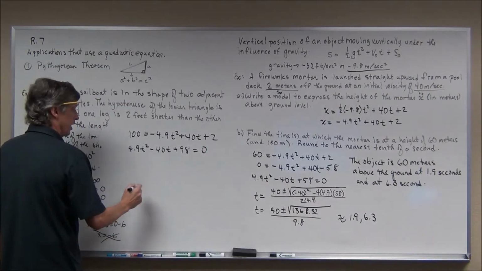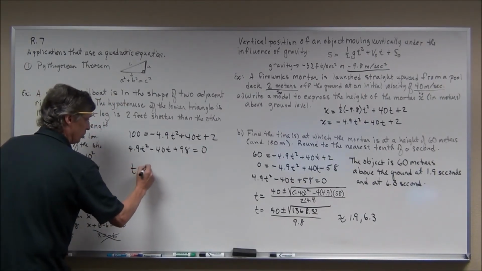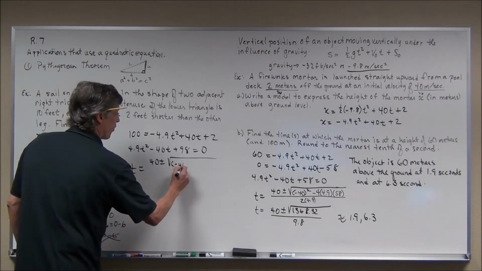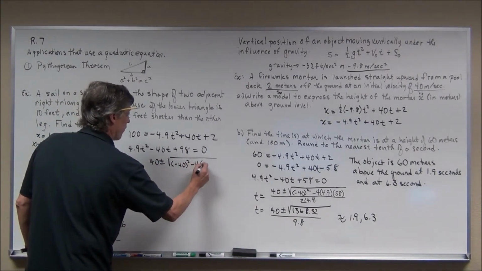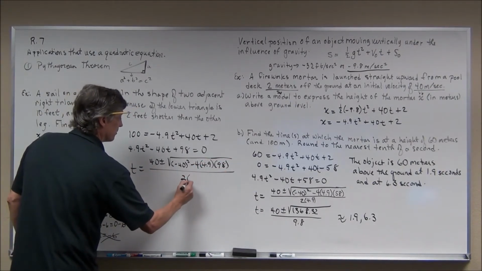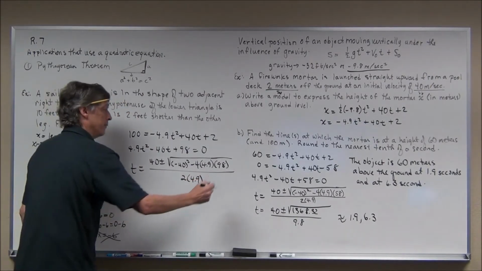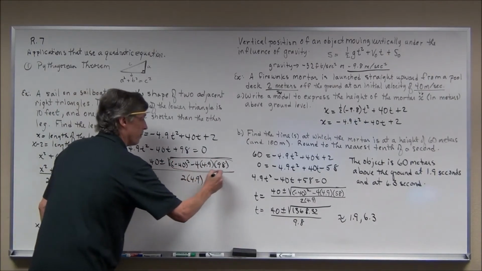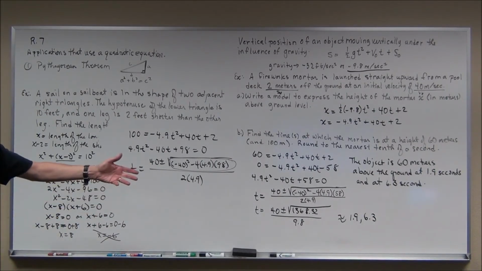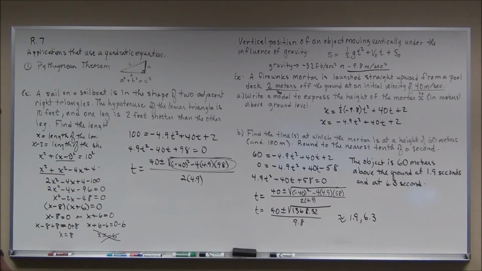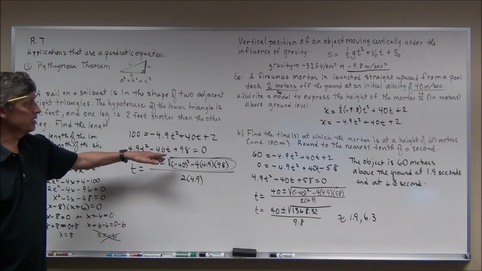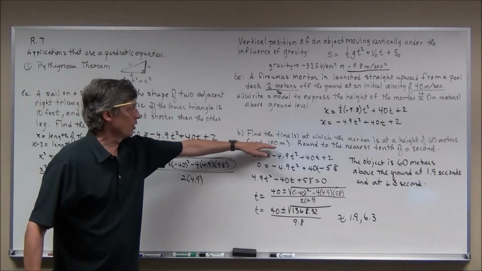And I use the quadratic formula and I get t is equal to 40 plus or minus the square root of negative 40 squared minus 4 times 4.9 times 98, all over 2 times 4.9. What happens is this turns out to be a negative amount. So that means you have an imaginary number. Well, this is a real application. You're not going to have an imaginary time. All right, so what happens here is this indicates that the object never reaches 100 meters. It doesn't go up that high.